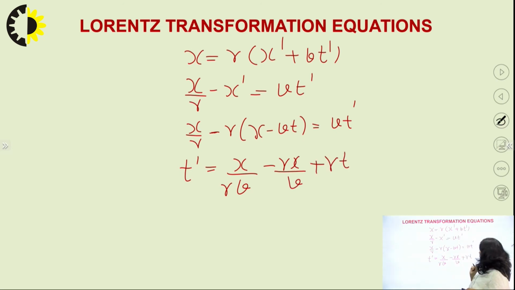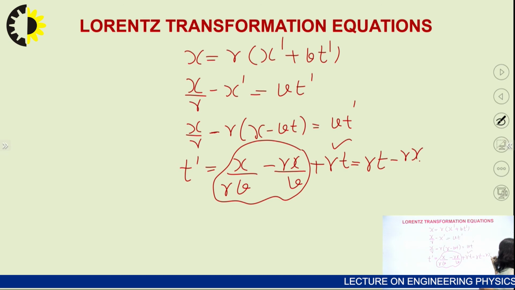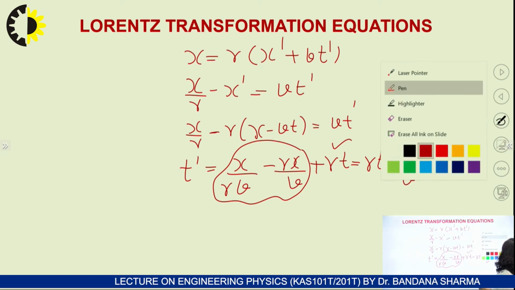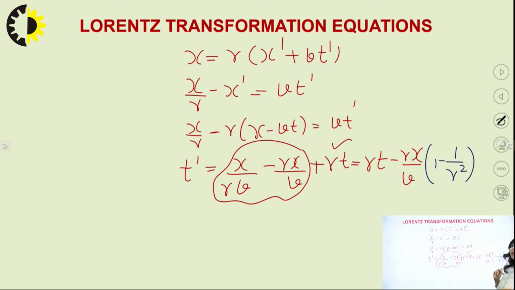Now what we have to do here is write it like this: gamma t as the first term. And from the other two, I have taken minus gamma x upon V common. If I take this as a common factor, the remaining factor is 1 minus 1 upon gamma square. So now t' is gamma t minus gamma x upon V times (1 minus 1 upon gamma square).